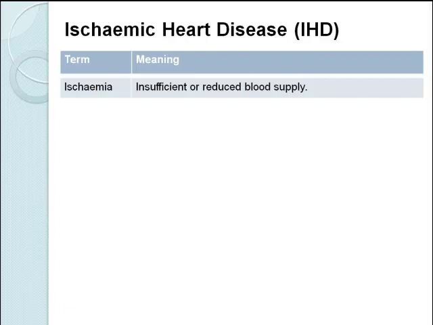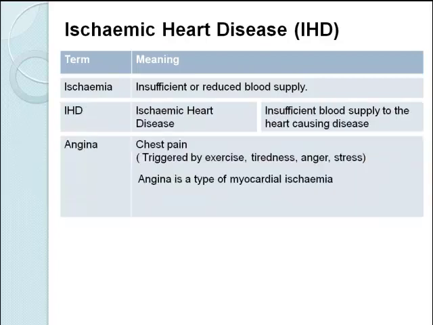Ischemic heart disease is very common. It's known as IHD. And what ischemia actually means is insufficient or reduced blood supply. So, ischemic heart disease is heart disease caused by an insufficient blood supply. A common example of ischemic heart disease is angina. Angina is a suffocating chest pain, and it can be triggered by exercise, tiredness, anger or stress. And angina is a type of myocardial ischemia.